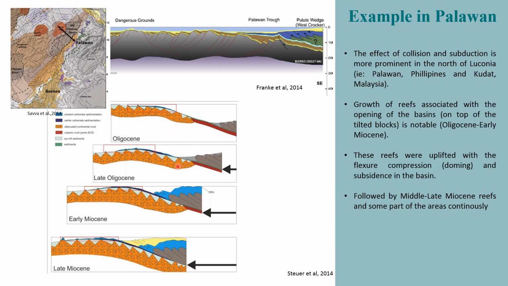Then these reefs were uplifted with the flexure compression that creates the domes, and then eventually allowed subsidence in the basin. It was followed by middle to late Miocene reef, and some parts of the areas continuously grow. So in Palawan, the growth of limestones is continuous and connected to each other, while in Luconia there are patches of growth from Eocene to Oligocene, and it only becomes continuous in the Miocene because the location is further from the collision and subduction zones.